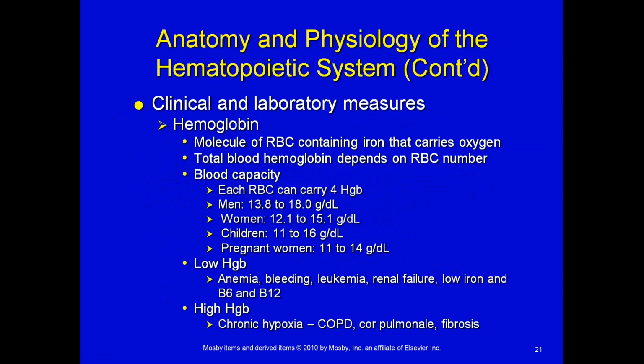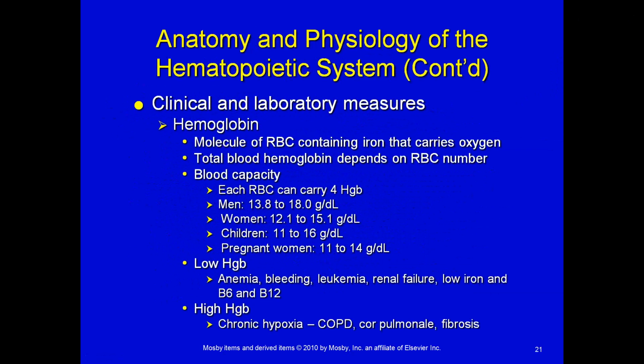Pregnant women, particularly in their third trimester, have a tendency to run lower hemoglobins because their blood volume increases 25%, but their red cell count doesn't. So as a result of pregnancy, even though they have more volume, they're actually slightly anemic because the red cell count doesn't increase with the volume.